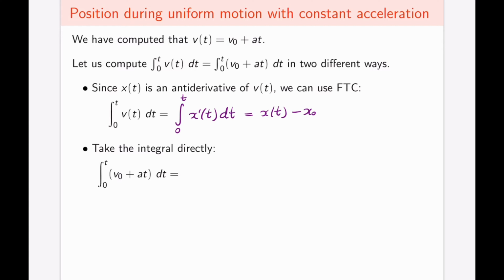On the other hand, I'm going to take the integral of the velocity directly, but the velocity is given to me by this expression. So I'm going to replace the velocity with that expression here, v naught plus at, and take this integral directly with respect to time. v naught is a constant, so the antiderivative of a constant with respect to t is going to be v naught t. Like if this was a 5, and I'm taking the antiderivative with respect to time, I would get 5t. Plus at: a, again, is a constant, and t is my variable.